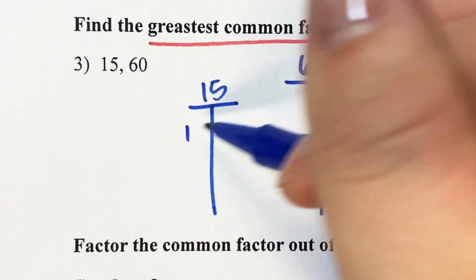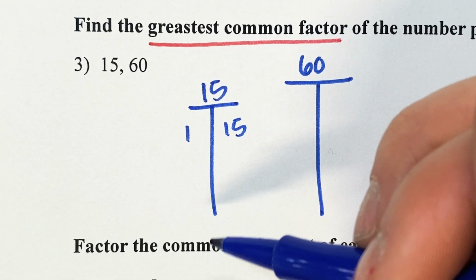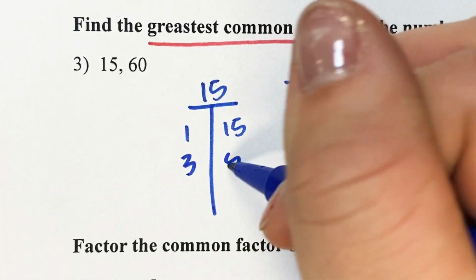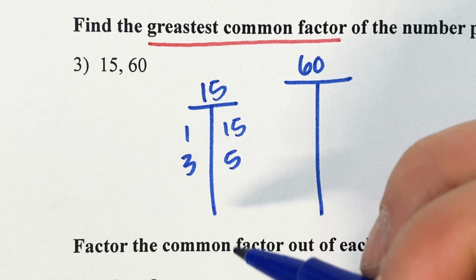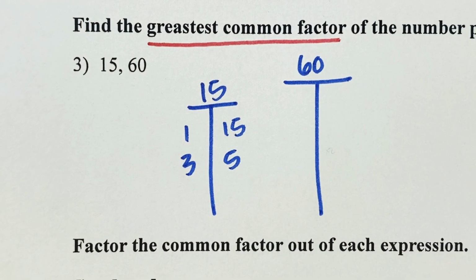So I know that 1 times 15 will give me 15. 2 doesn't go into 15. 3 does, 3 times 5. 4 does not go into 15. 5 does. We already have it, so we're done. So that's what our factor list looks like.